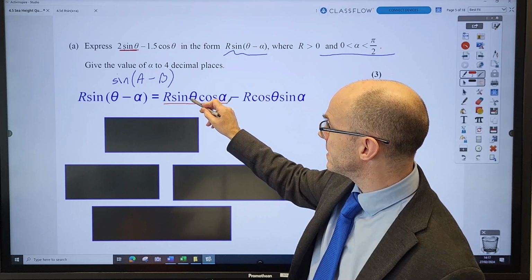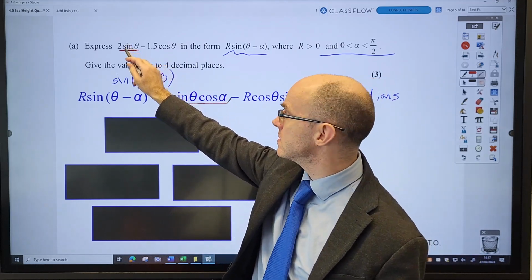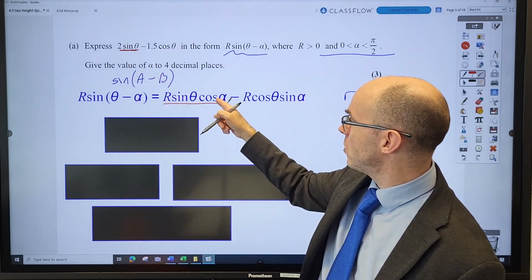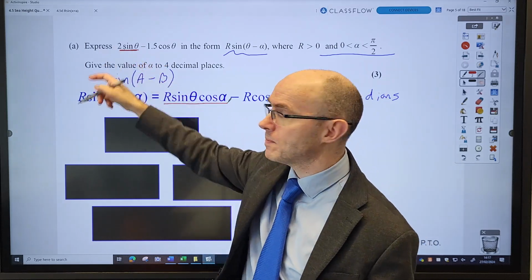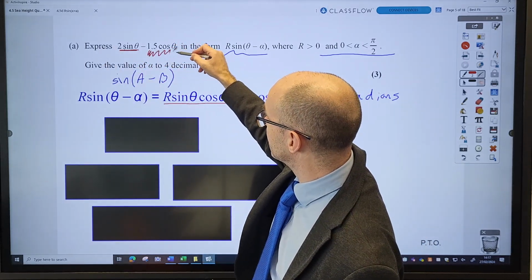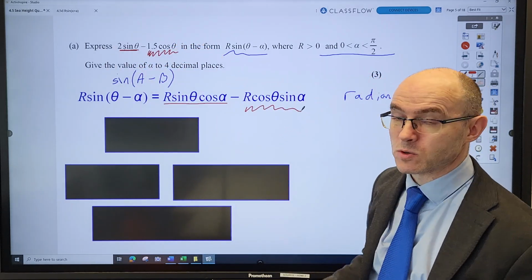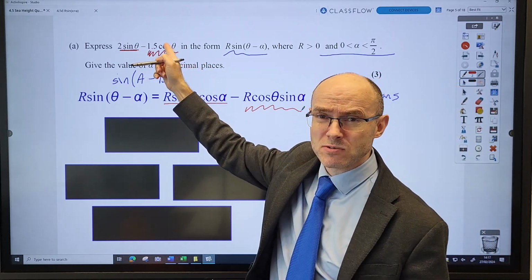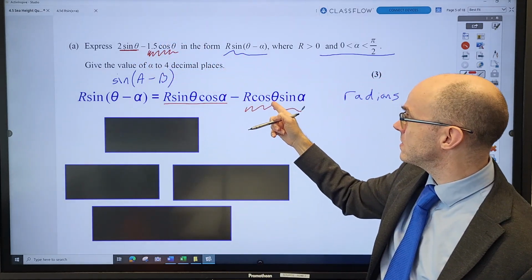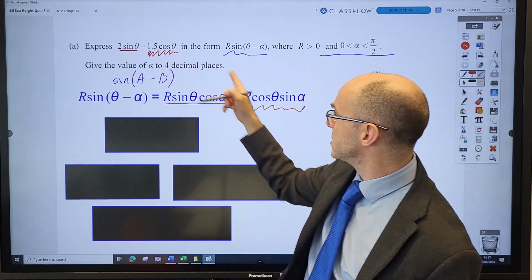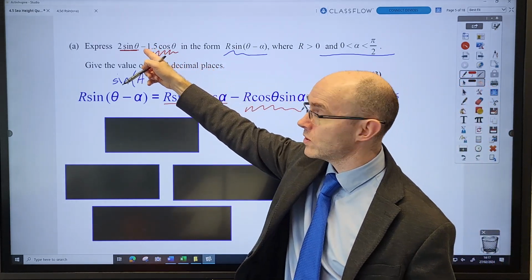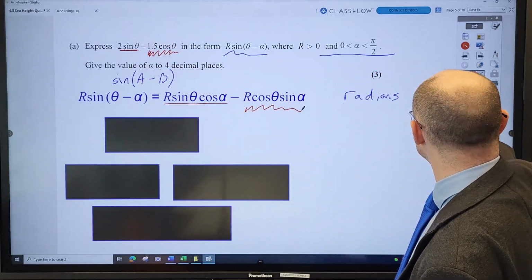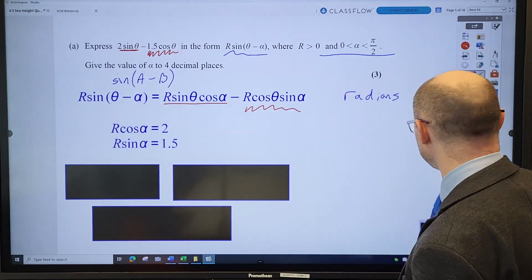So the sine theta there must match with the sine theta there, which means that r cos alpha must be 2. And this bit here, I'll underline it differently, must match with this here because they've both got cosine theta in it. So cosine theta there, cosine theta there. So the 1.5 must be r sine alpha. Notice you've got negative, that is negative that. So your next line of working will be that.